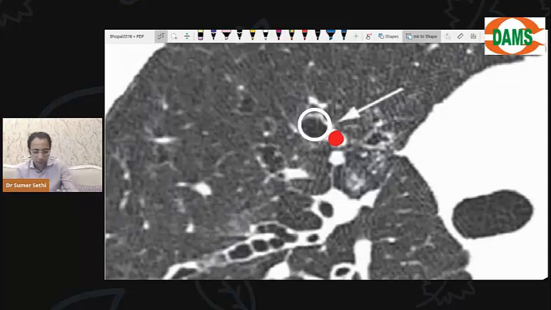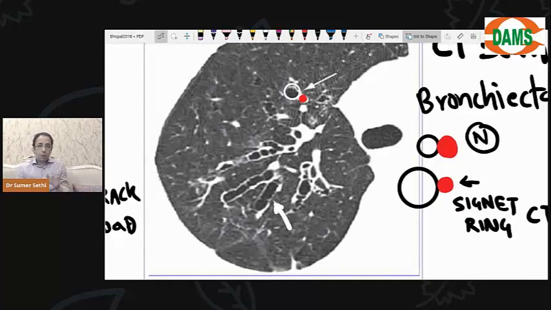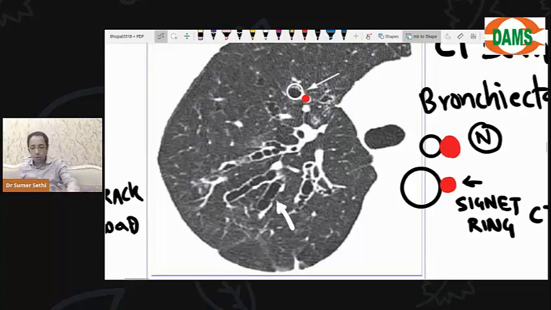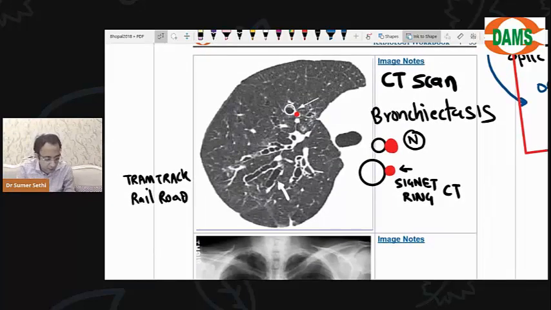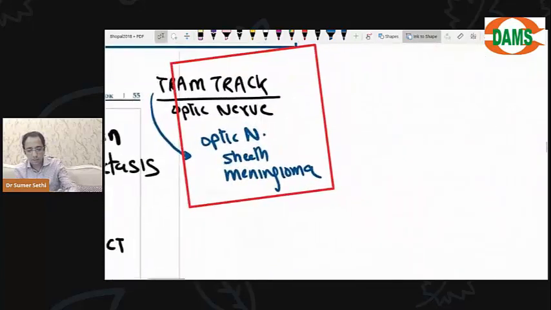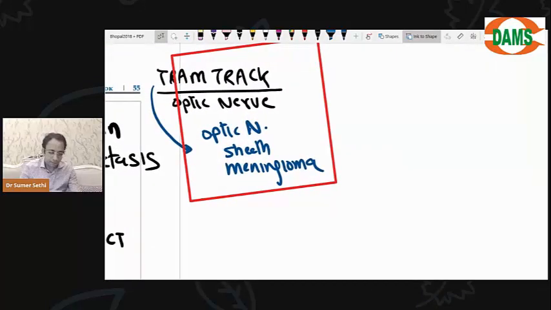Look carefully, son. A bronchus which is cut longitudinally, if it is dilated, it is looking like a tram track, and the bronchus which is cut in a transverse axis, if it is dilated, it will look like a signet ring. So both tram track and signet ring are signs of bronchiectasis.